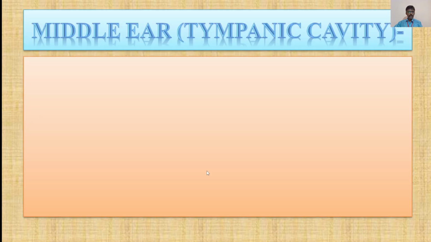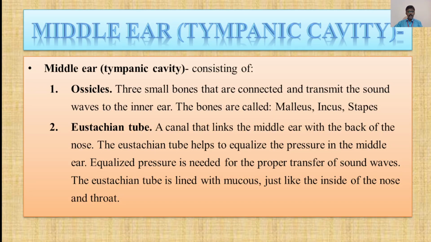Now, moving towards the next slide, the middle ear, it is also called the tympanic cavity. The middle ear or tympanic cavity consists of, the first part, the ossicles, three small bones that are connected and transmit the sound waves to the inner ear, and the bones are called malleus, incus, and stapes. Now I have told you stapes is the smallest bone.